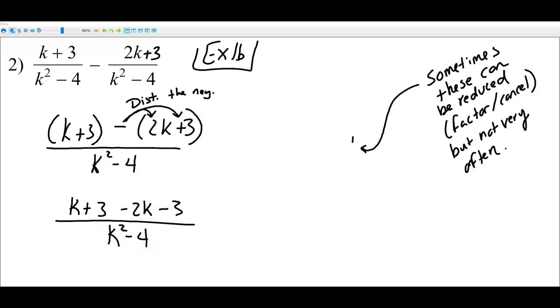But after that, you just do it like we did addition, then you combine the like terms. So with addition, just combine the like terms. With subtraction, you have to distribute the negative before you combine like terms. Okay, so k take away 2k is negative 1k. 3 take away 3 is 0, so that just cancels out.